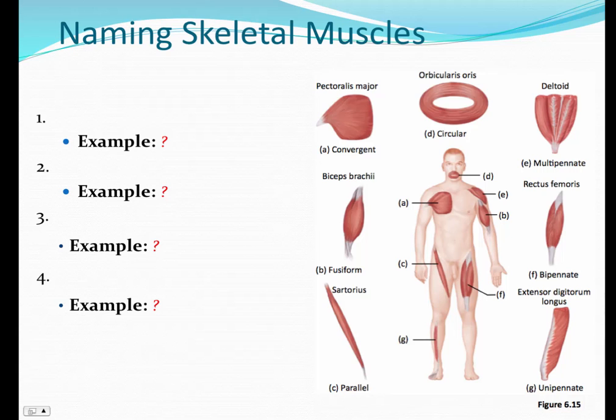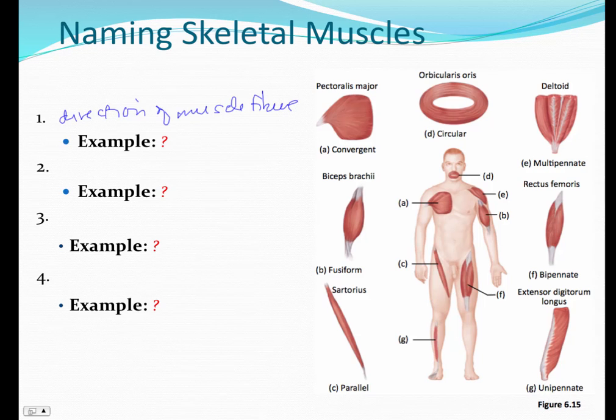Now, in addition to the different types of muscles, we can name muscles based on their direction, their size, how many origins they have, and many other different ways. So let's take a look at that. The first one we just mentioned was the direction of the muscle fibers.